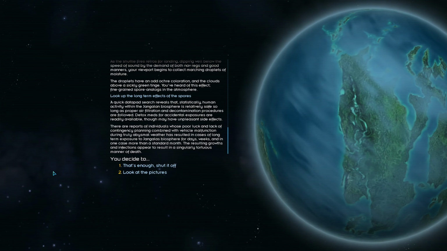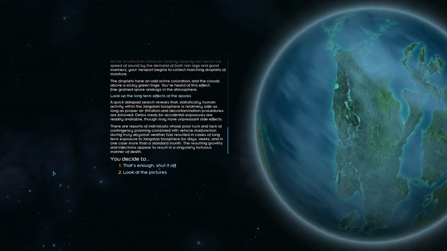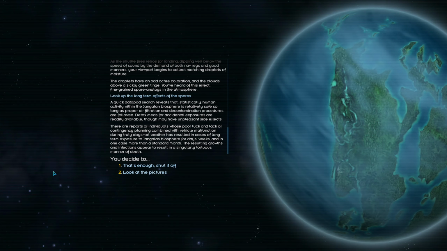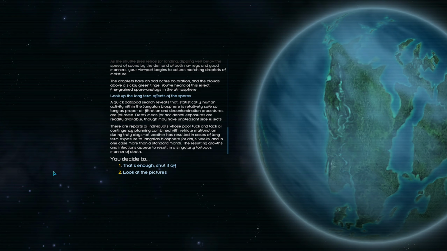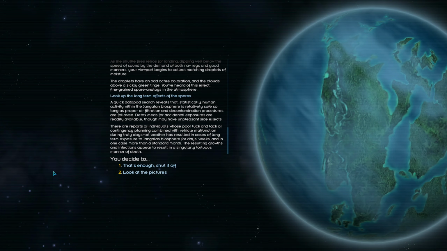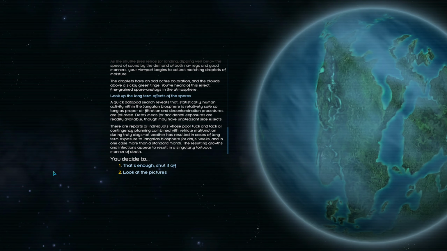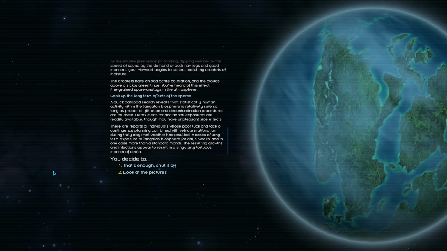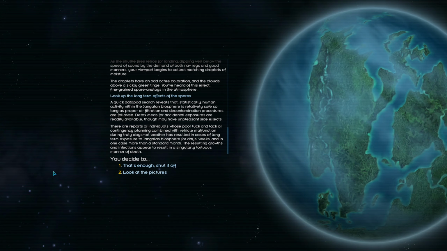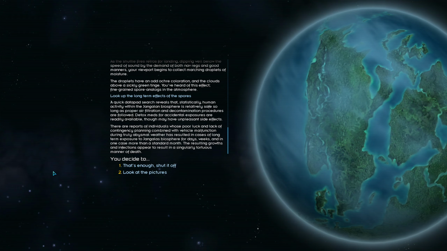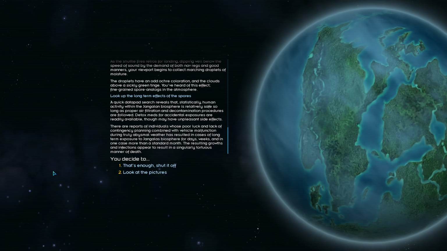A quick datapad search reveals that, statistically, human activity within the Jangalan biosphere is relatively safe so long as proper air filtration and decontamination procedures are followed. Detox meds for accidental exposures are readily available, though many have unpleasant side effects. There are reports of individuals whose poor luck and lack of contingency planning, combined with vehicle malfunction during truly abysmal weather, has resulted in cases of long-term exposure to Jangala biosphere for days, weeks, and in one case more than a standard month. The resulting growths and infections appear to result in a singularly torturous manner of death.